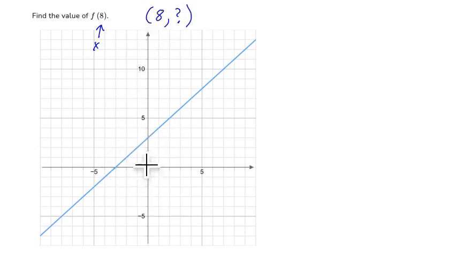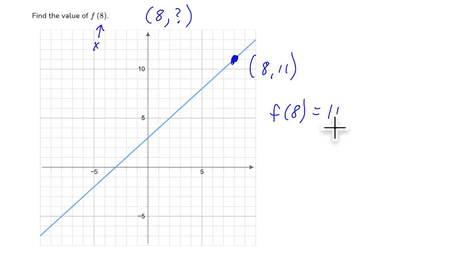Well, let's look down here on the graph. So when x is 8, we're out here. And let's go straight up from 8 on the x-axis up to the line. And that point is the point 8, 11. So f of 8 equals 11. Because when the x value is 8, the y value is 11. Or when the input is 8, the output is 11.